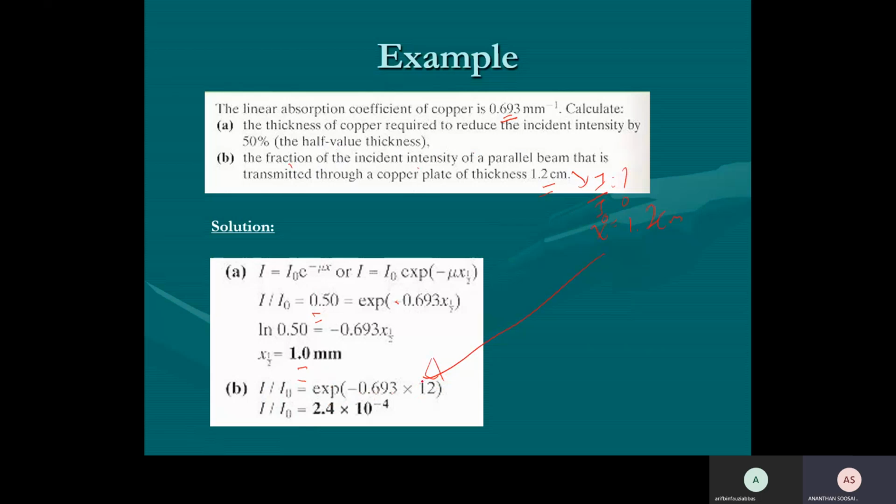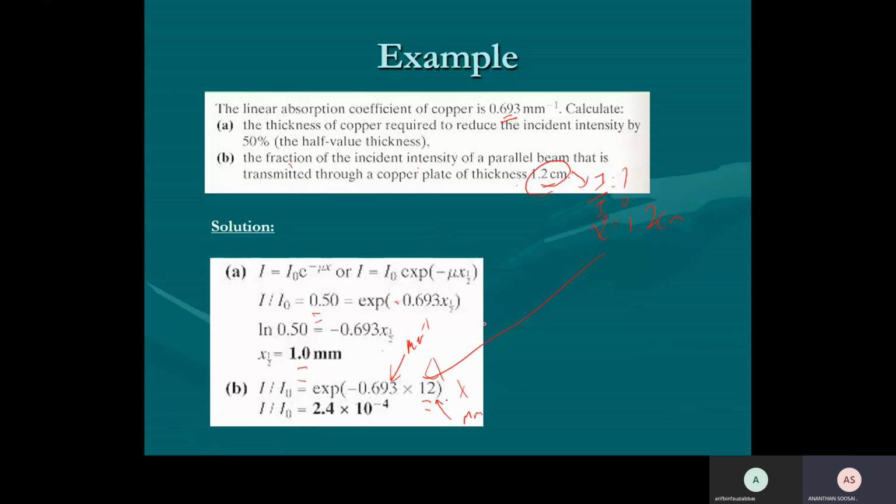So why do you put 12 here? Because this is the trap. The mu is in per millimeter, so the x also must be in millimeter. So 1.2 centimeter, you change to millimeter. This is the common mistake done by students.